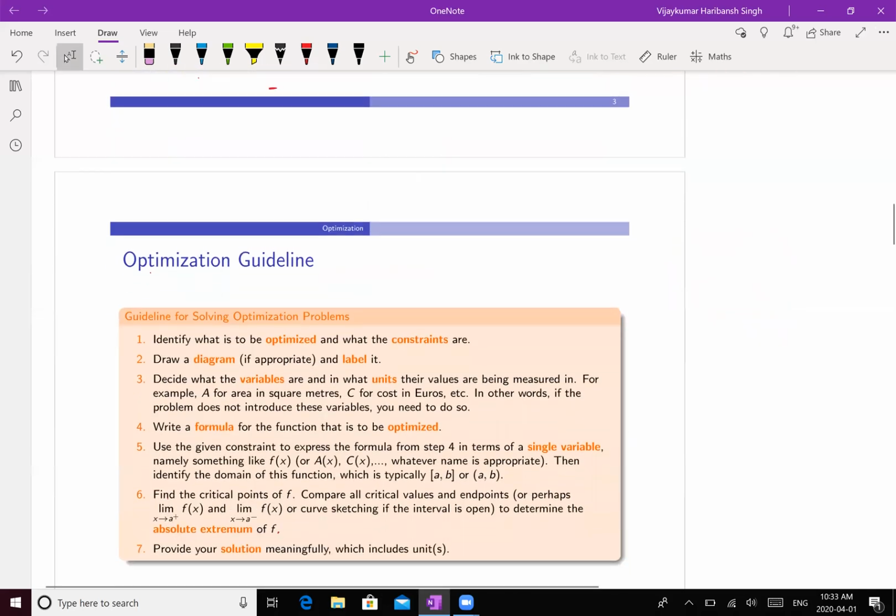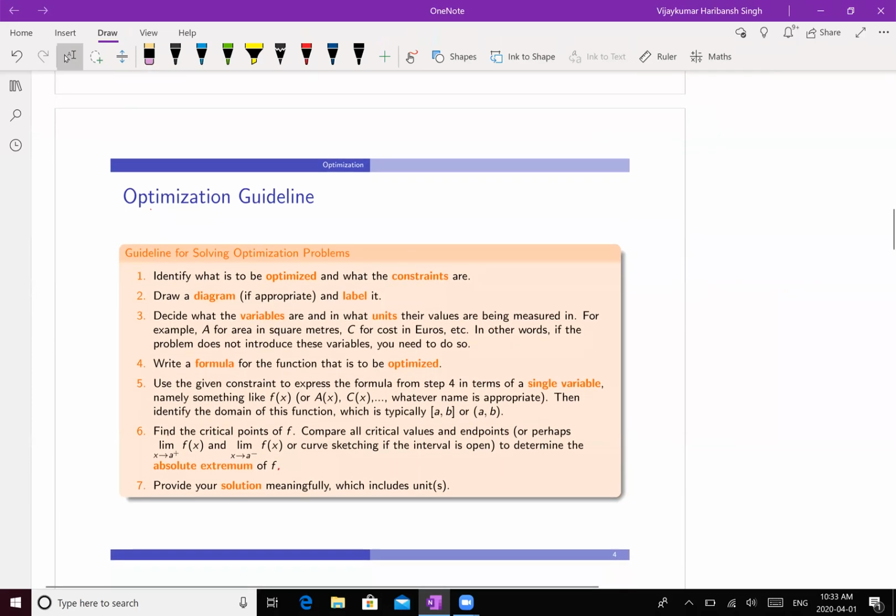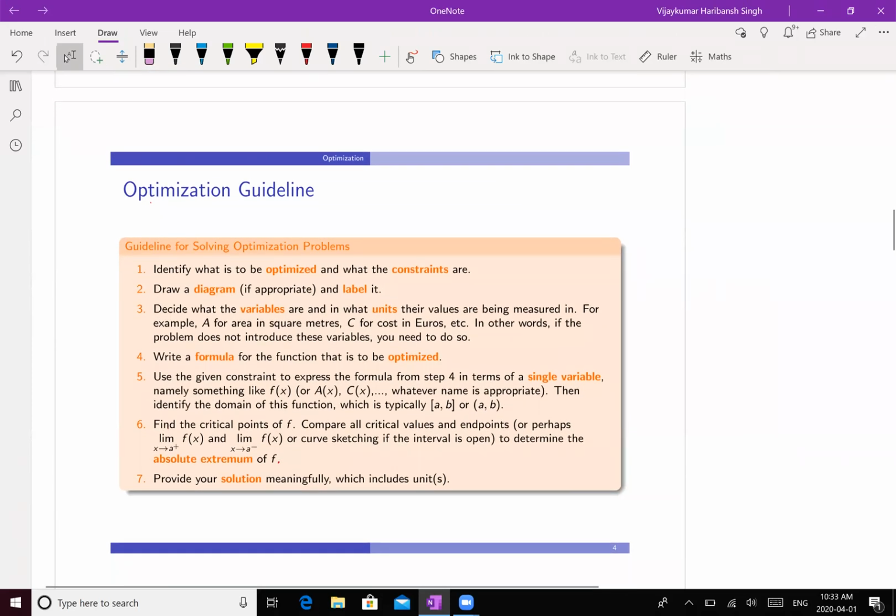So these are the guidelines for optimization. Generally you will be given a word problem, and you will have to identify what you want to optimize and what the constraints are on the optimization. You should draw a diagram if appropriate and label it. Decide what units the quantities are going to be measured in. Then you have to write down the formula of the function you want to optimize. Call it whatever, f of x, g of x.